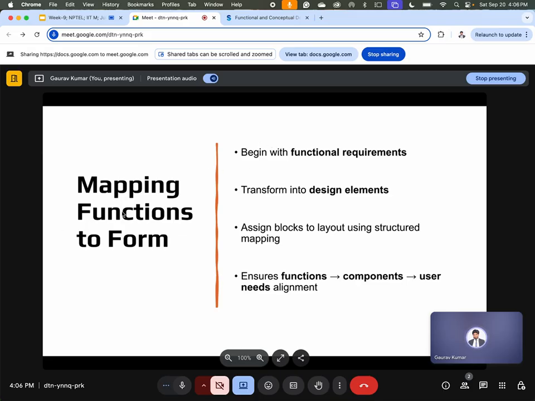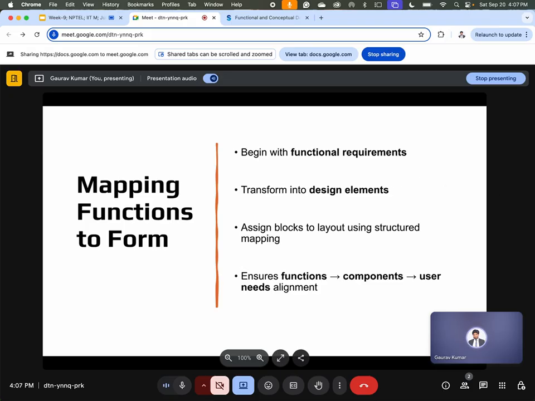Mapping functions to form. The journey from function to form begins with clearly defining functional requirements. These requirements describe what the product must achieve, independent of how it is physically realized. A structured approach ensures that no essential user need is overlooked in the translation.